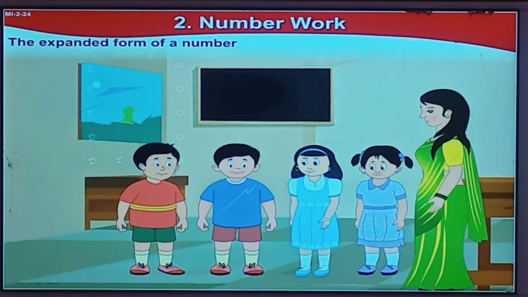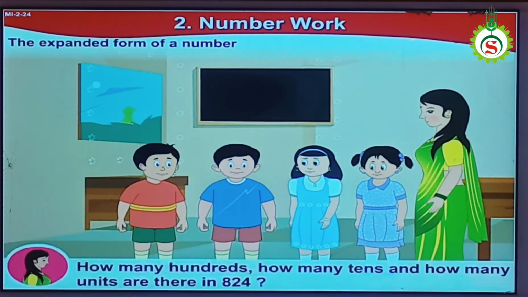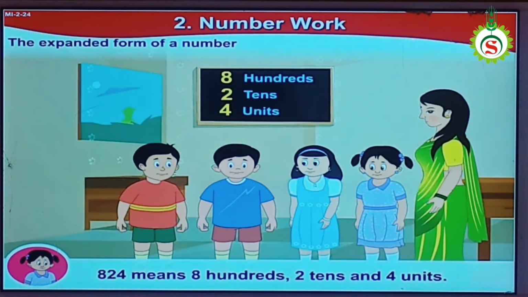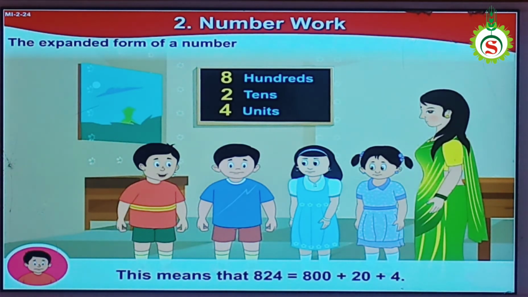The expanded form of a number gives how many hundreds, how many tens, and how many units are there in 824? 824 means 8 hundreds, 2 tens, and 4 units. Exactly. This means that 824 is equal to 800 plus 20 plus 4.